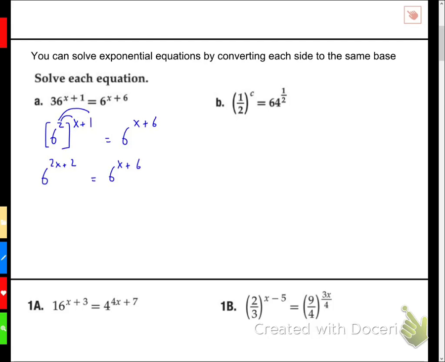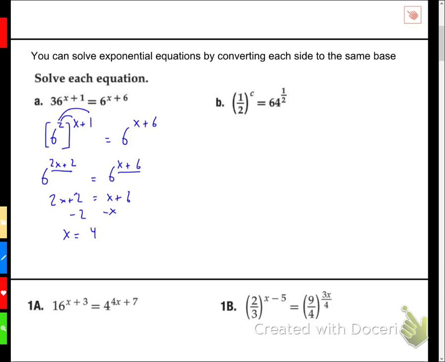So what that means is that you can set the exponents equal to each other if the bases are equal to each other on either side of an equation. So 2x plus 2 is equal to x plus 6. So I'm going to subtract x and I'm going to subtract 2. And that gives me x equals 4 as my solution.